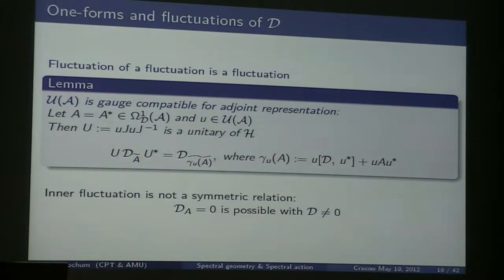That's the message. And of course, the important point is that here you work with the unitary group of the algebra, and not every group, especially Lie group, is a unitary group of an algebra. This means that you have a selection process at this level. And also remark that the inner fluctuation is not a symmetric relation, namely you can have a zero fluctuated Dirac operator while the original Dirac is not zero. So that's rather strange, but it exists.